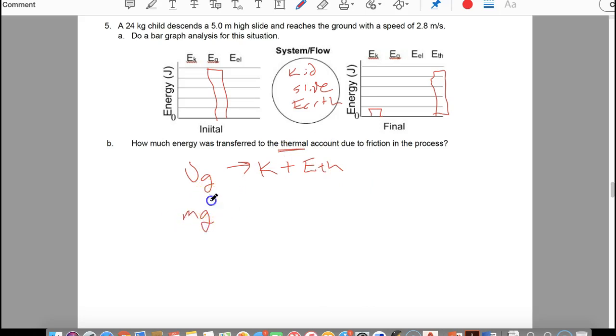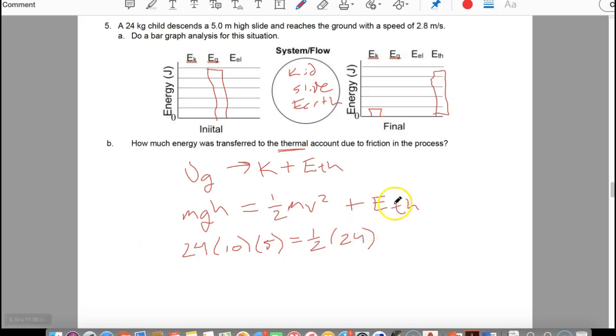We know mgh is our potential energy due to gravity. That's equal to 1/2 of the mass times the velocity squared plus the thermal energy. We already know the mass of the kid here is 24, gravity is 10, and the height is 5. So that's equal to 1/2 of 24. We can't cross off the 24 because we don't have the mass and the thermal energy. And we have a speed of 2.8 meters per second plus that ETH. So if I take 24 times 10 times 5, I will get 1,200 joules.